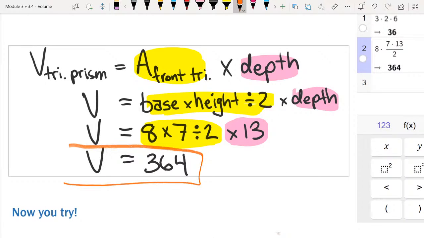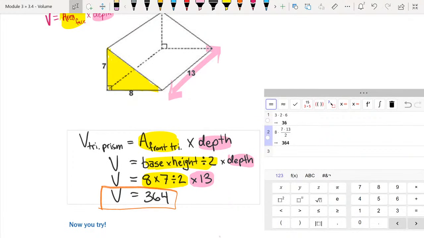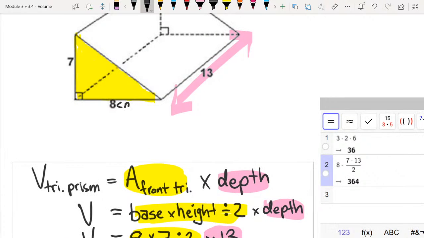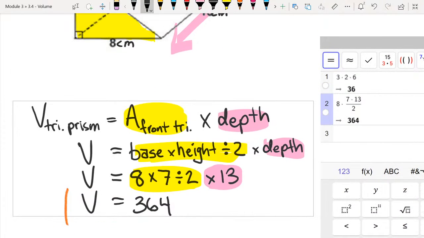Now we don't know if this is cubic feet or cubic meters or cubic inches. Unfortunately, the question doesn't tell us. But if these were all, just for the sake of argument, centimeters, then our answer would be in the unit centimeters cubed. If those were inches, the answer would be in the unit inches cubed.